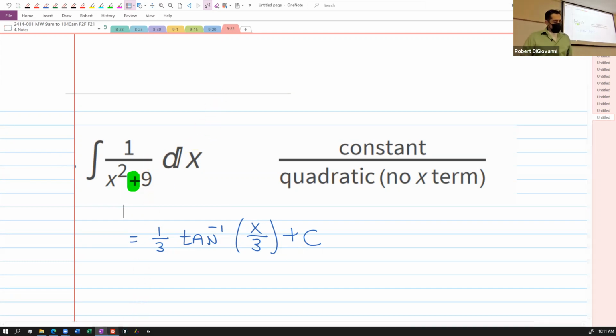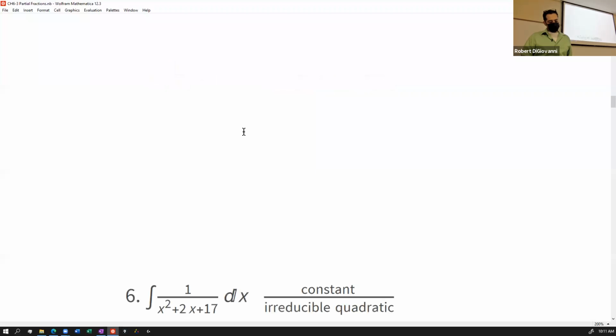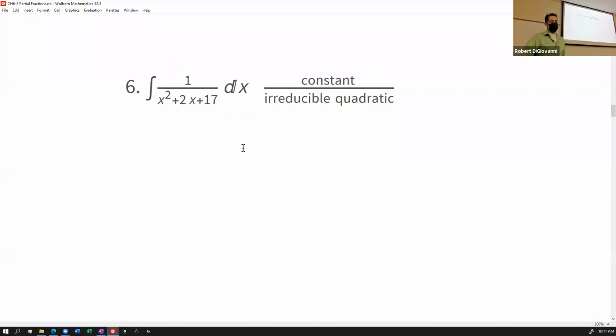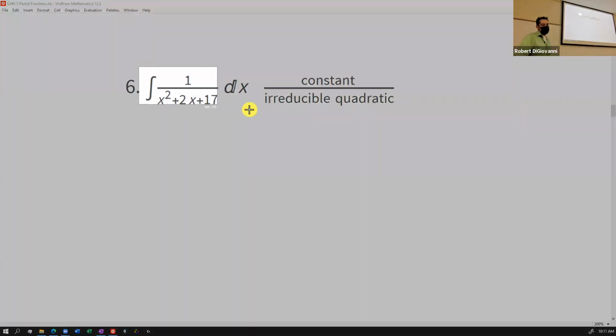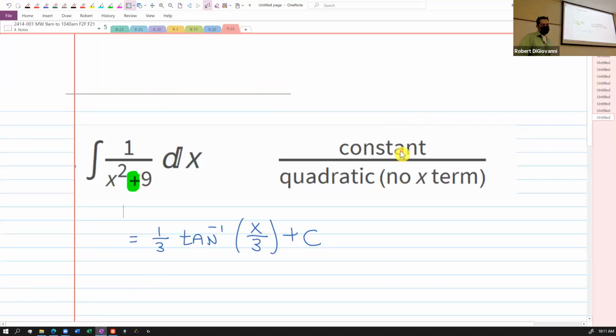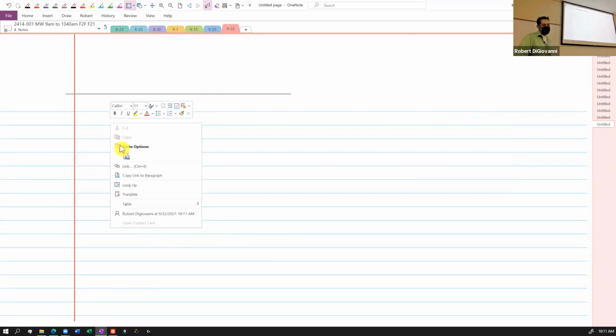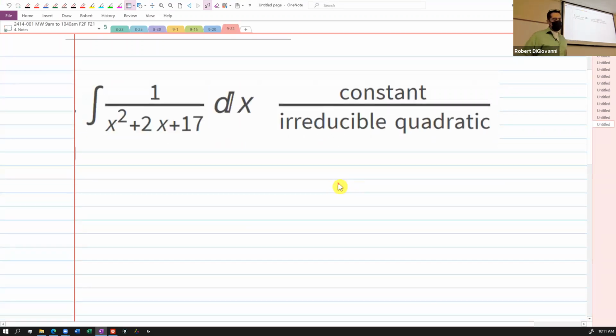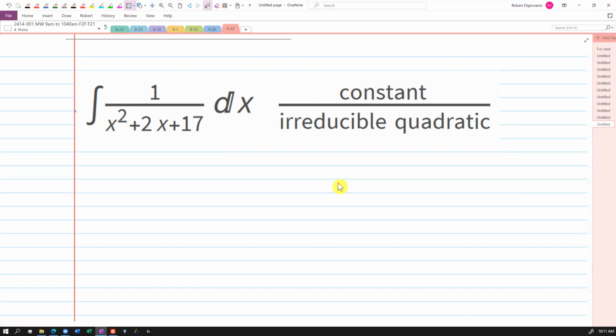Okay, man, we're cranking these, right? It's about to get weird. So what if we have a quadratic on the bottom like this, and a constant on top? And what if we have an irreducible quadratic? What do I mean by irreducible? It's not factorable. Check that: x squared plus 2x plus 17. You cannot factor that.